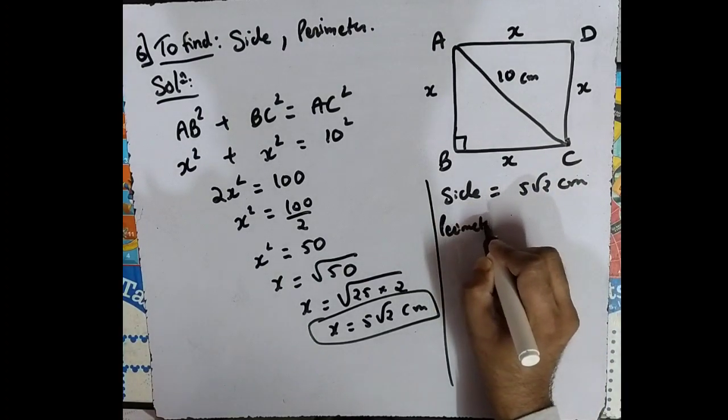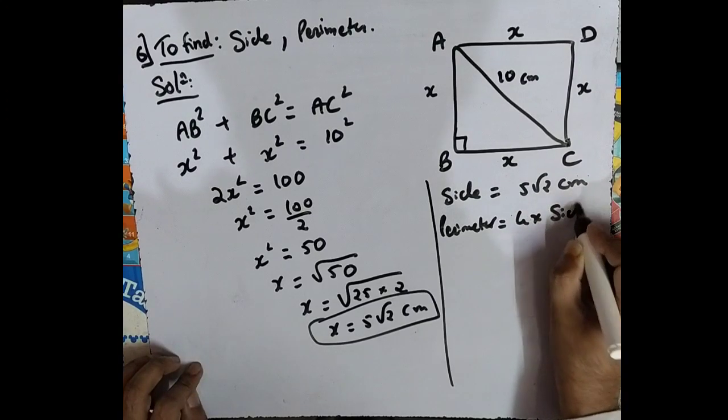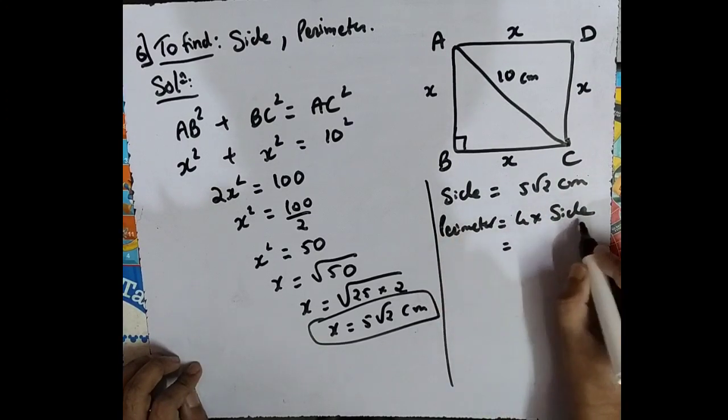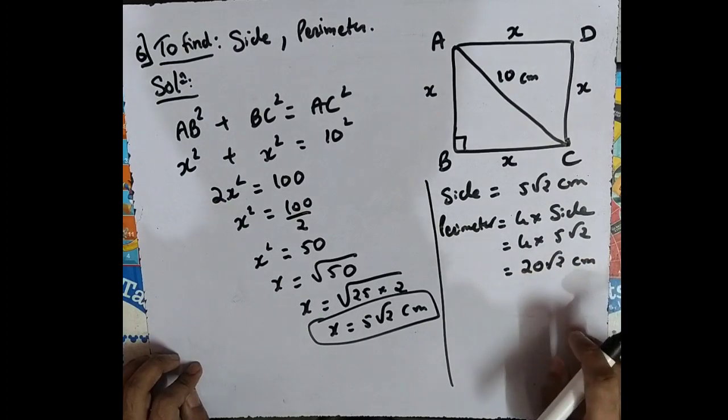Now we have to find the perimeter. The perimeter formula is 4 into side. Perimeter of a square is 4 into side. 4 into 5 root 2 will give you 20 root 2 centimeters.